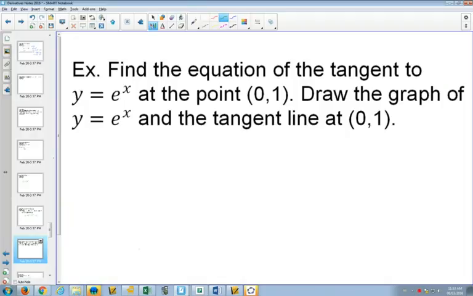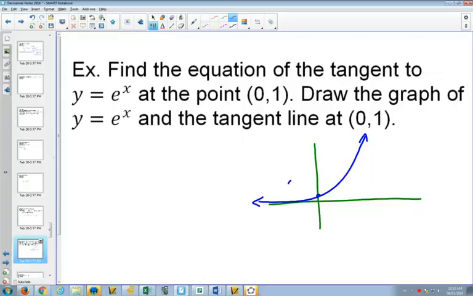I'm going to just do a quick sketch of the graph already. Here's e to the x increasing like this. Here's the point 0, 1. And here in red, my tangent line, not necessarily drawn to scale. That's what we're trying to find, the equation of that tangent line.